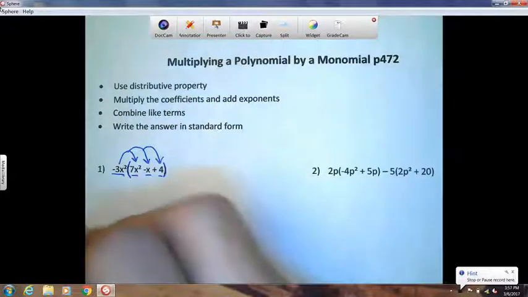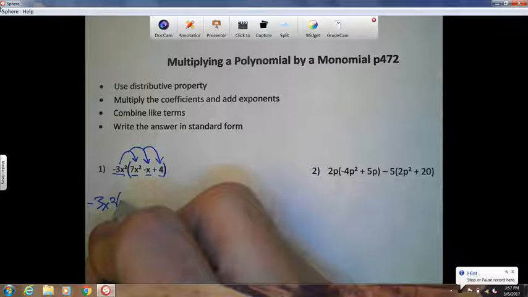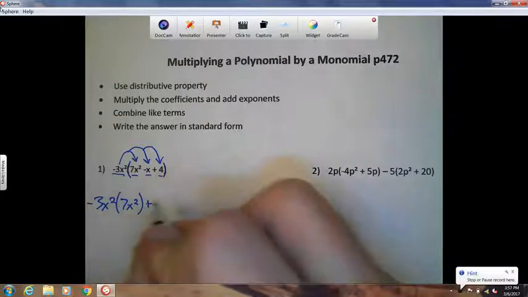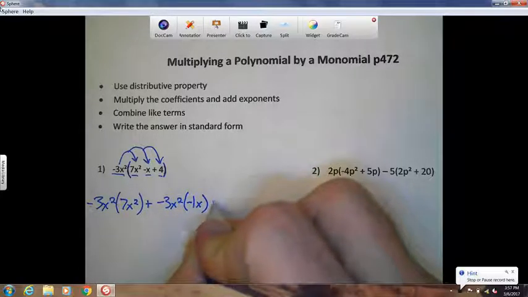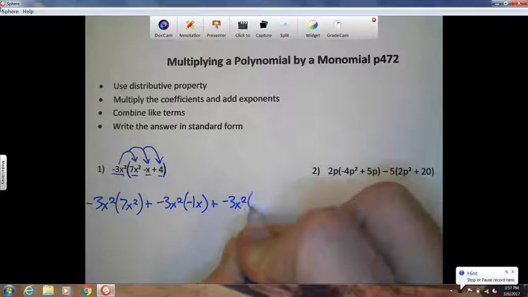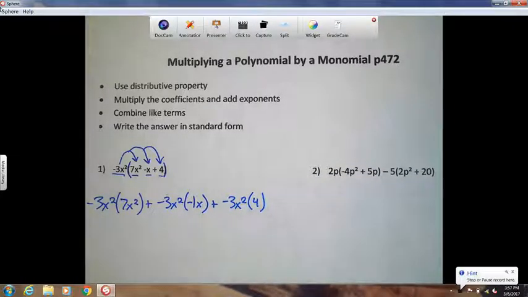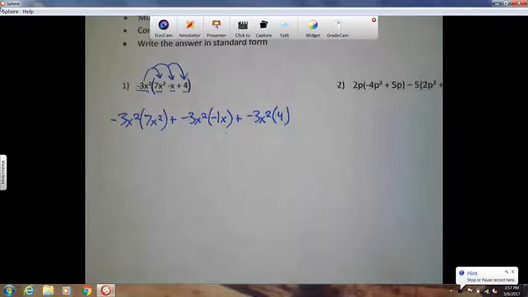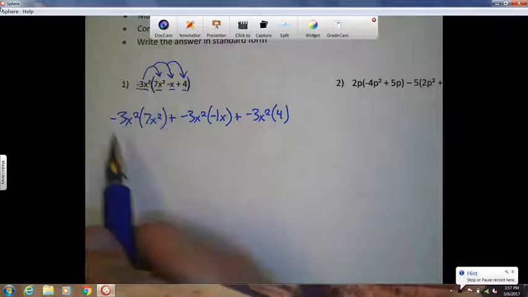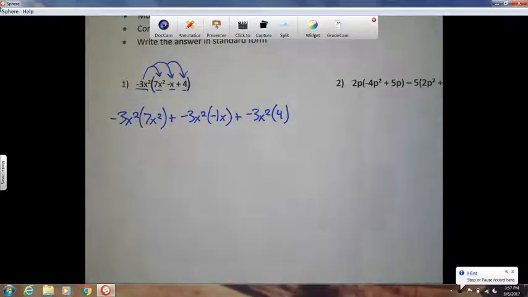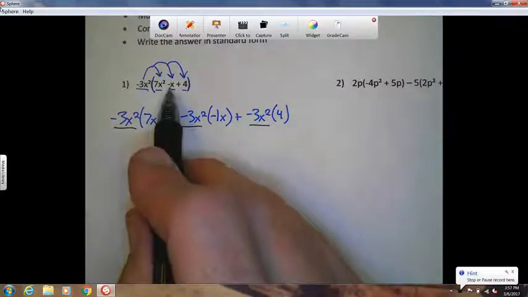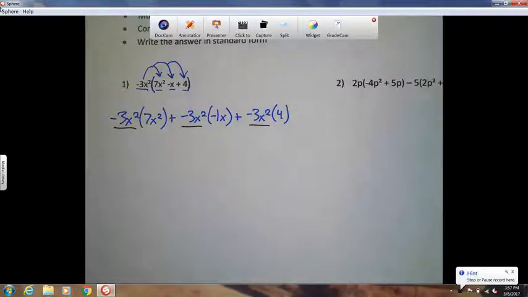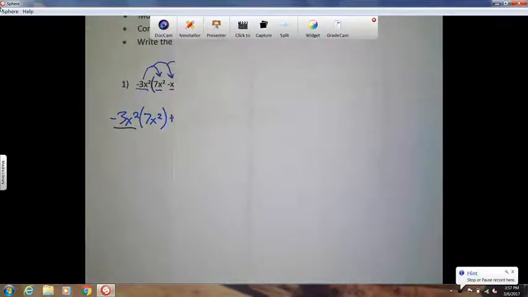So I have negative 3x squared times 7x squared plus negative 3x squared times negative 1x plus... okay, so notice you have to take what's outside the parentheses, multiply it by all three, and I change this to a negative 1x, so I'm sure that it's a negative 1. Now this is stuff that we've done before. We've done these types of problems. You know in this case it's multiplication.